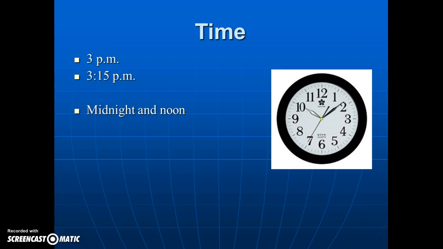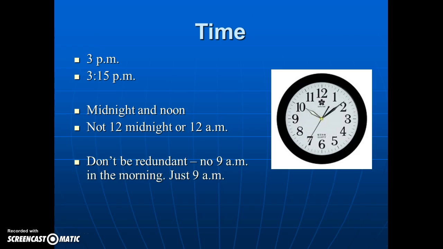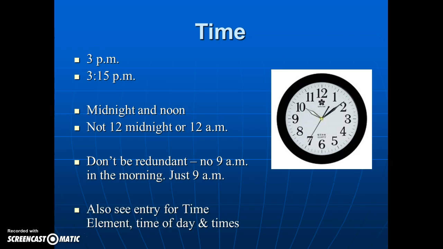Midnight and noon are two exceptions. If you're seeing 12 a.m., if you're seeing 12 p.m., that's not correct. Use midnight and noon. And then you don't need the extra indicator. You don't need 12 midnight or 12 a.m., just midnight or noon. So don't be redundant. Also, when listing 9 a.m. in the morning, a.m. is a signaler for the morning. 9 a.m. will do the work for you. And for further ones, I recommend seeing the entry for time element, time of day, and times. So get right there in the T's. If you've got specific questions, you'll see common examples. You'll probably see some familiar things there.